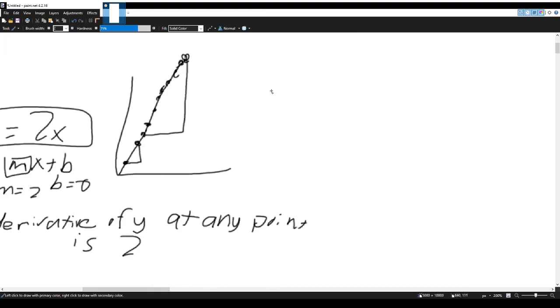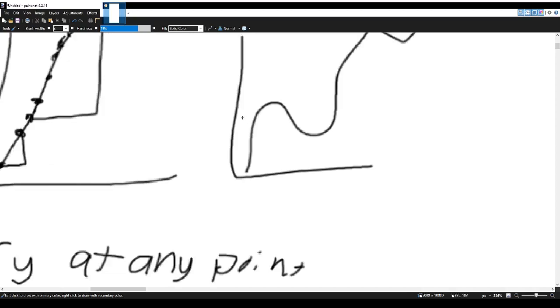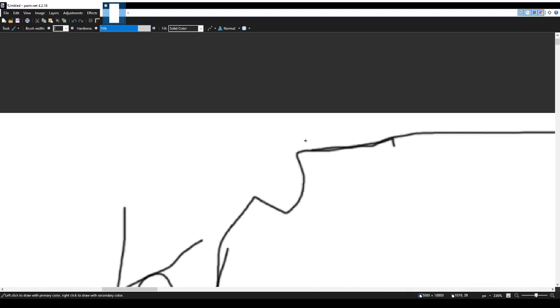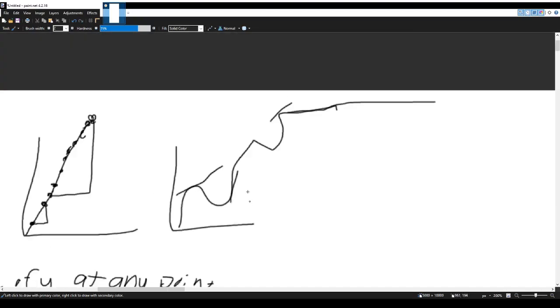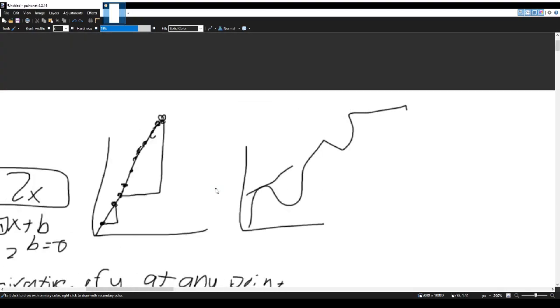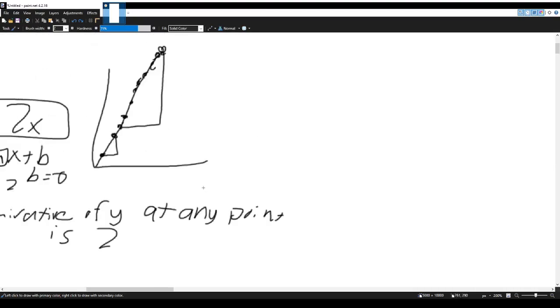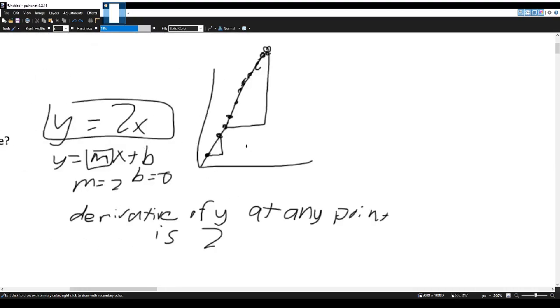If I had something like this, clearly the slope here, because it's the slope of a tangent line, is not the same as the slope here, not the same as the slope here. And this one might not even be defined. I mean, what even is the slope at this point? Who knows? But clearly those are all different. So it can change throughout a function. It just so happens that in this most simple example, it doesn't. So the derivative, or the slope of the line, at any point is 2.